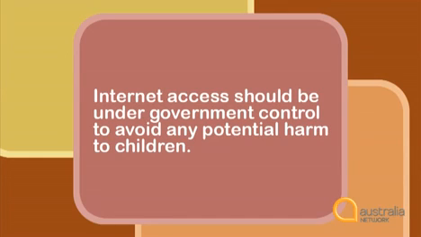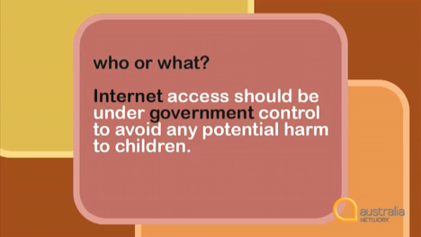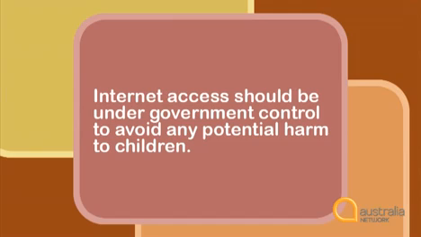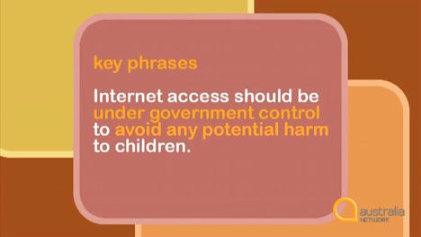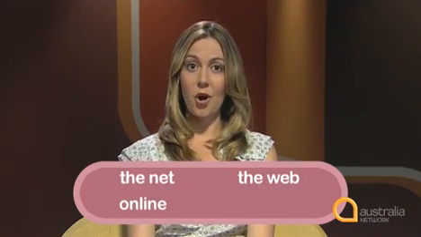Let's look at another question. Internet access should be under government control to avoid any potential harm to children. Who or what must you write about? The internet, government, and children. Now highlight other key phrases. Under government control. Avoid any potential harm. Let's think of synonyms. We know what the internet is, but what other words can we use? The net, the web, online, cyberspace.